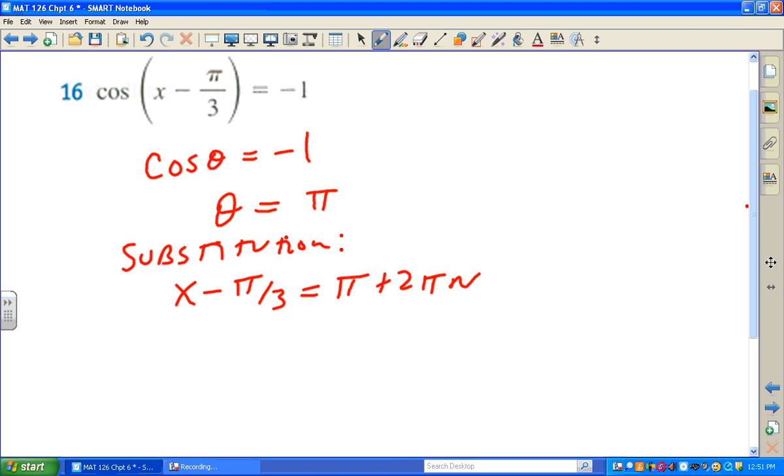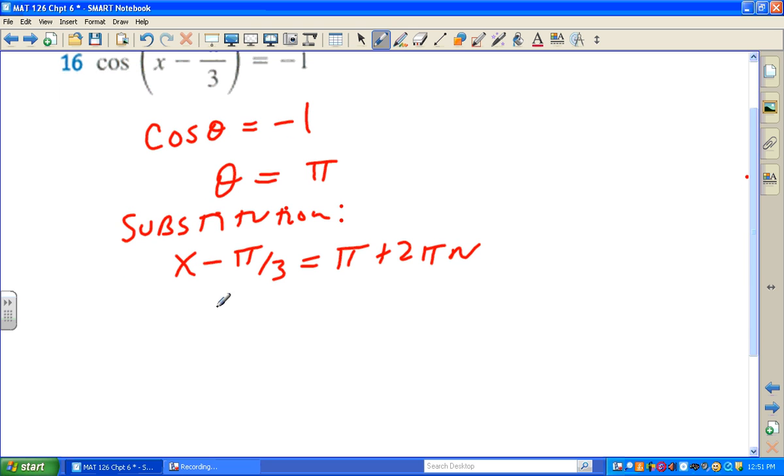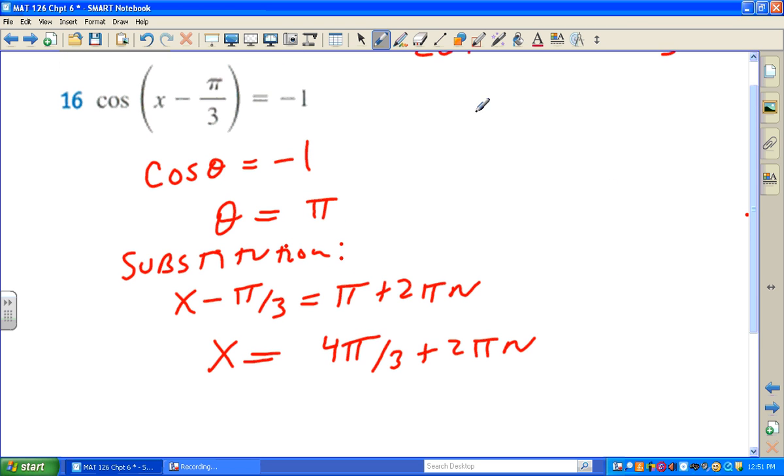All right. So, how do you solve this now? Add pi over 3. Fantastic. Pi plus pi over 3 is obviously 4 pi over 3 plus 2 pi n. If you want, you can put numbers in and check the original problem, see if it works.